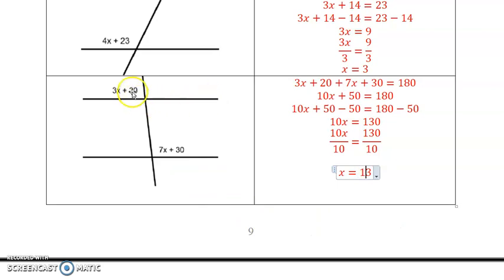Alright? We can double check that these all add up to 180. 3 times 13 is 39, plus 20 is 59. 7 times 13 is 91. 91 plus 30 is 121. 121 plus 59 would equal 180, and we're good to go.